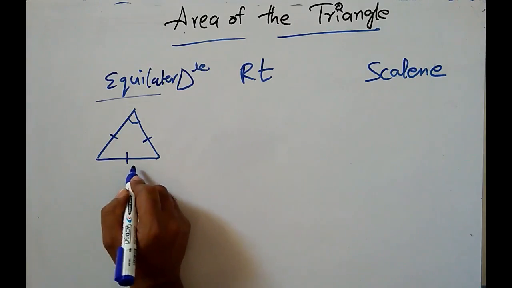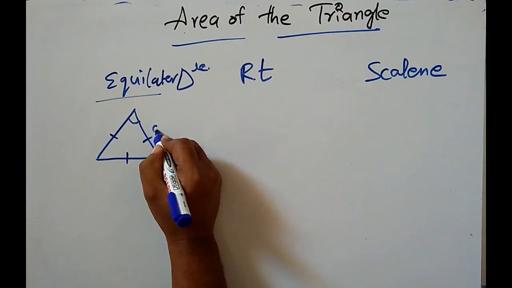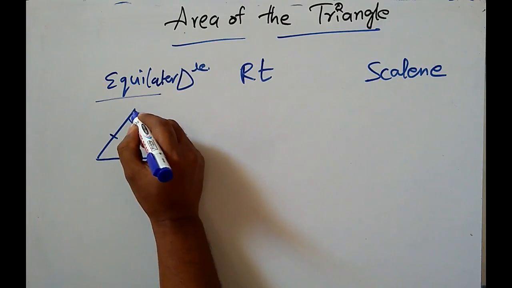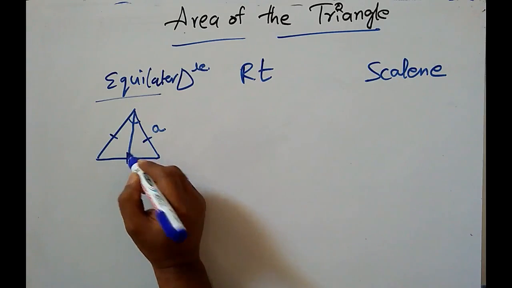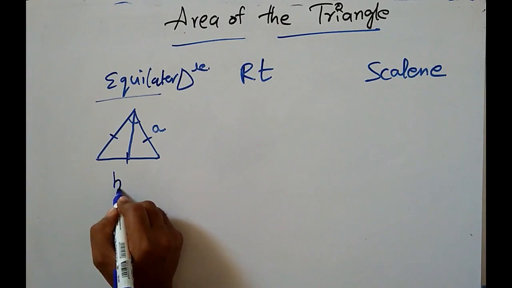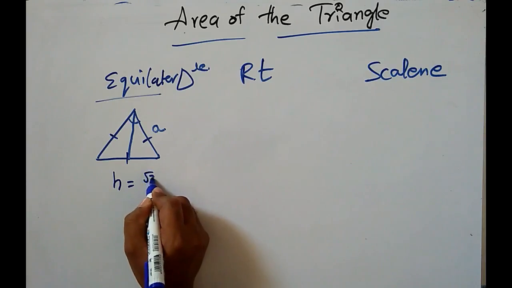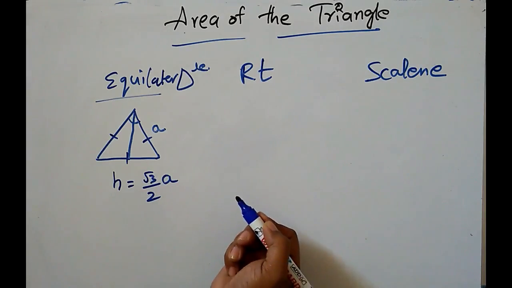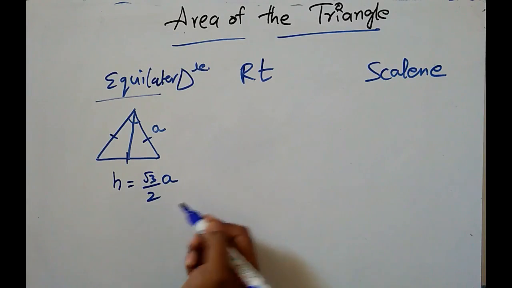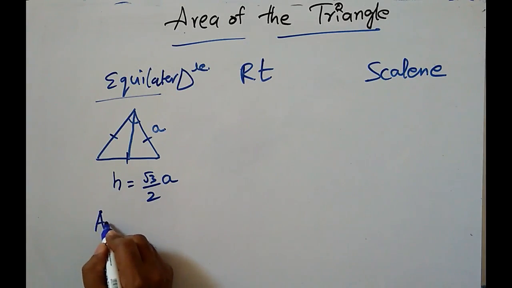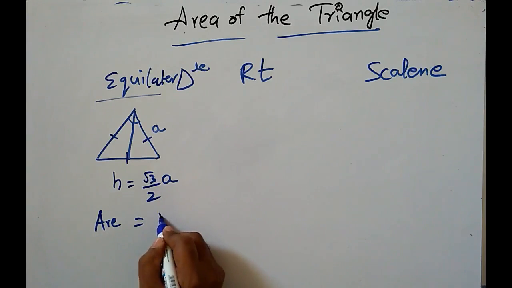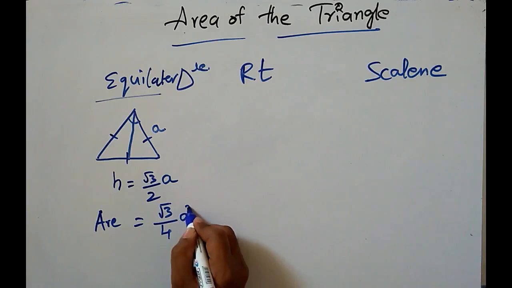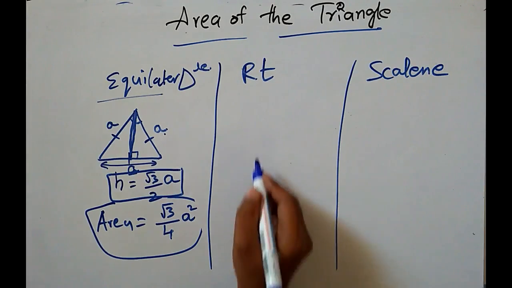So for this, if a side of an equilateral triangle is a, then the height is given by h equals root 3 by 2 a, friends. Root 3 by 2 a. And area is given by root 3 by 4 a squared.